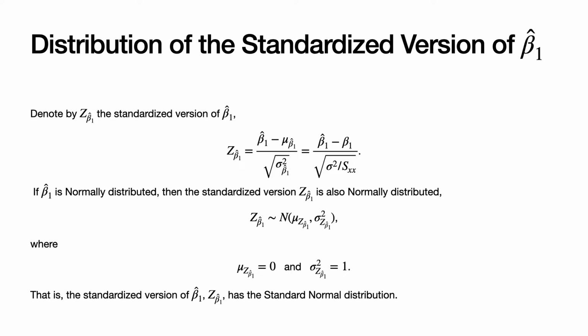If the model error terms are normally distributed, then beta 1 hat will be normally distributed. Then the standardized version Z sub beta 1 hat is also normally distributed, with mean 0 and variance 1. In other words, the standardized version of beta 1 hat, Z sub beta 1 hat, has a standard normal distribution.